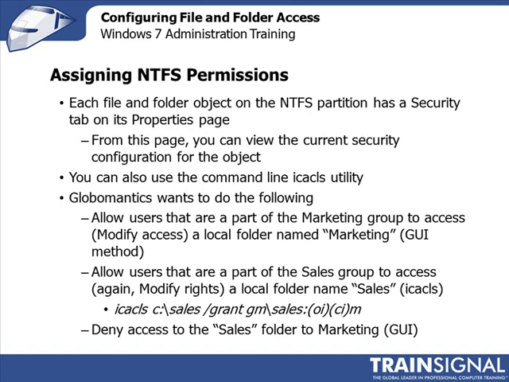Each and every file and folder on every NTFS volume on every one of the systems you have in your organization has a security tab on its properties page. From the Security tab, you can view the current security configuration for the object, and you can also make changes to the security configuration for the object as long as you have the appropriate permissions to do so. So from this page, this is where you would assign people new permissions to particular files and folders, or remove permissions, or just view the permissions that are there.